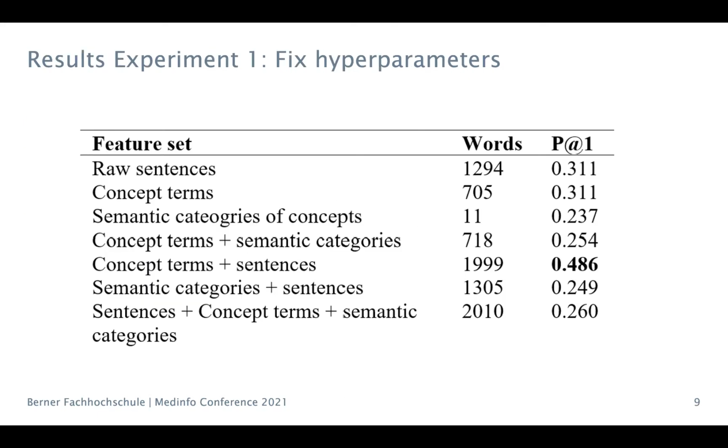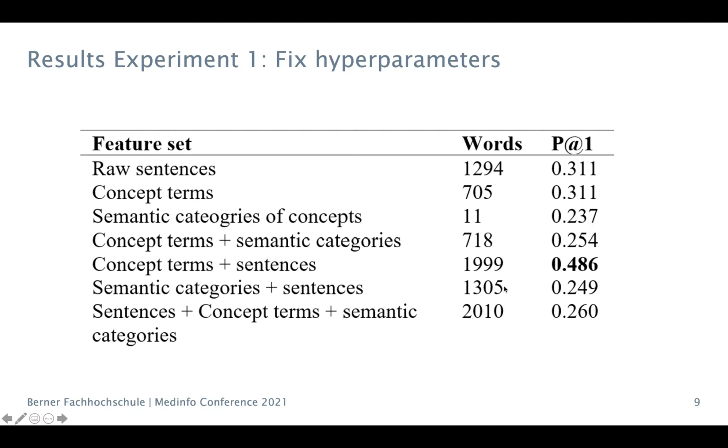Here you can see the results. I am showing the precision at 1 value. The recall at 1 value was the same, so it's not shown here. And you can see the different feature sets I considered. So the first one is the simple bag-of-words approach. Then we have only the concept terms, only the semantic categories. So as I mentioned, each concept term belongs to one semantic category. And here I only use the categories. And then I use different combinations of these basic features.